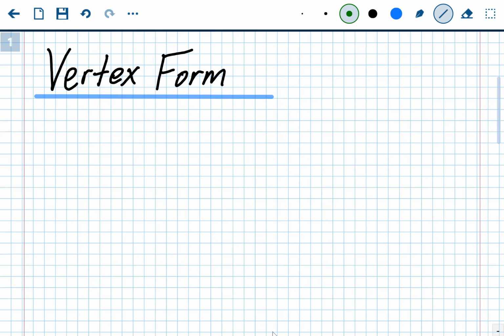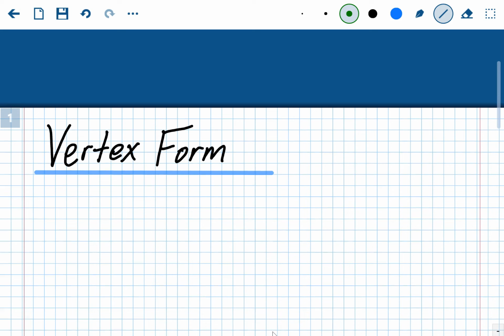Whoops. All right, so today is 3/19, 2020. All right, this shouldn't take too long. Vertex form is pretty straightforward. Let's start with what the form looks like.